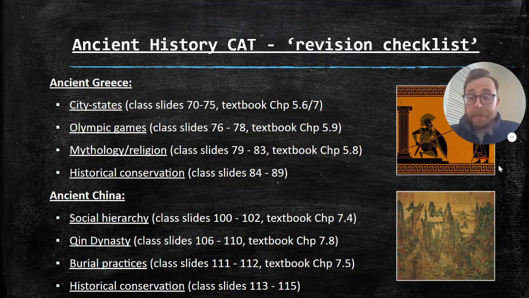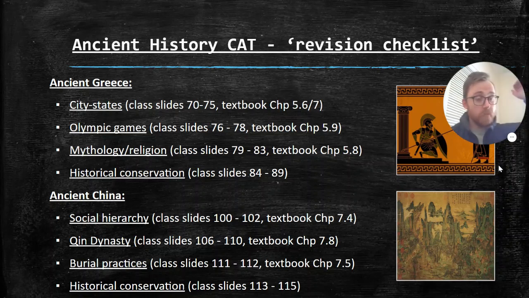Cool. Ancient China. This was the most recent stuff that we've been looking at, so hopefully it's still stuck in your head. Whereas with ancient Greece, you might need to do a bit of revision on what we were doing in ancient Greece. So ancient China, social hierarchy. So that's the different levels or tiers in the ancient Chinese society.